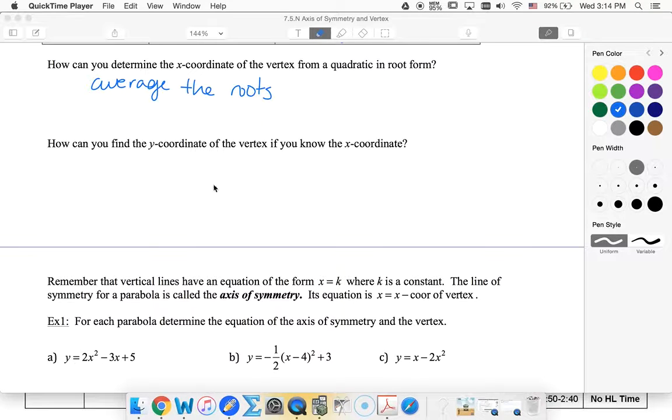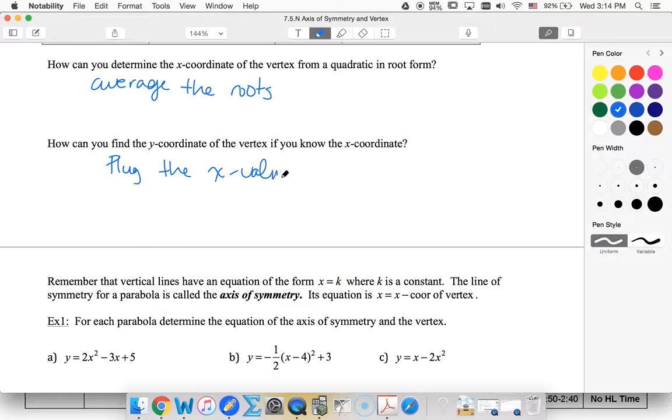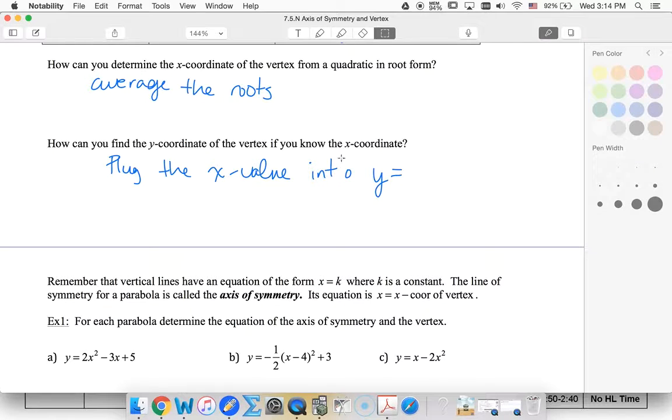So I mentioned this before but didn't write it down. If we want to find the y-coordinate of the vertex, we plug the x value into our y equals. Because it's y equals, so when we plug in the x, we'll get the y. Okay, so let's try this.